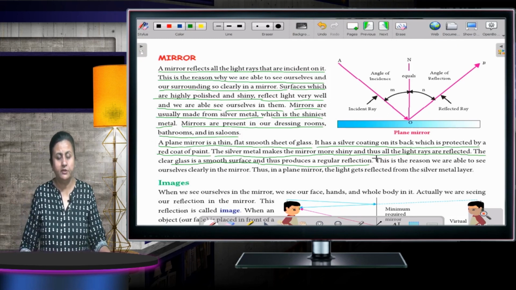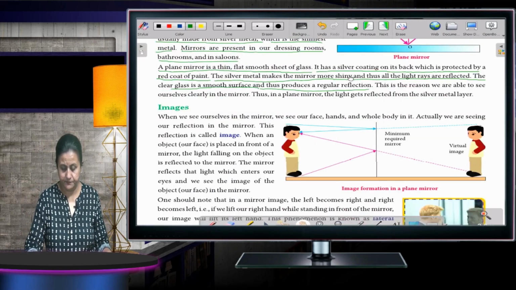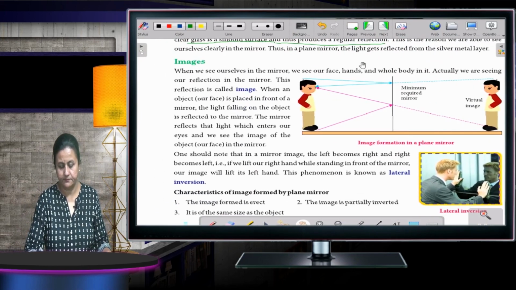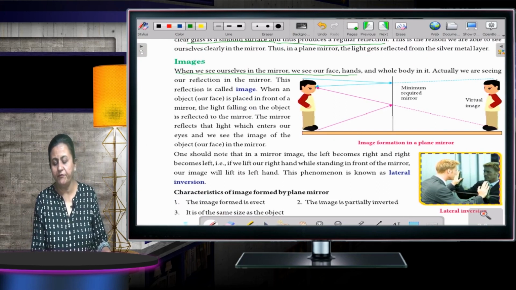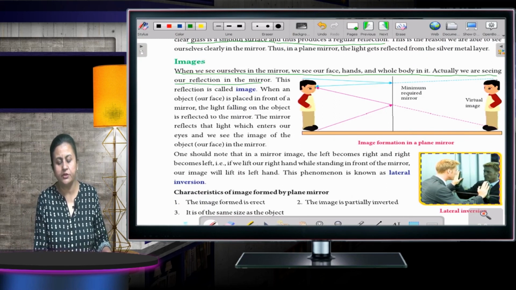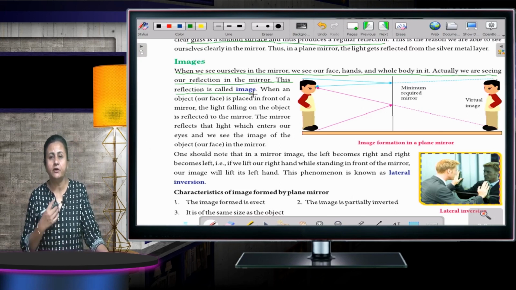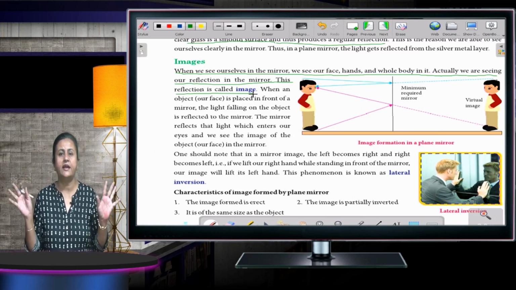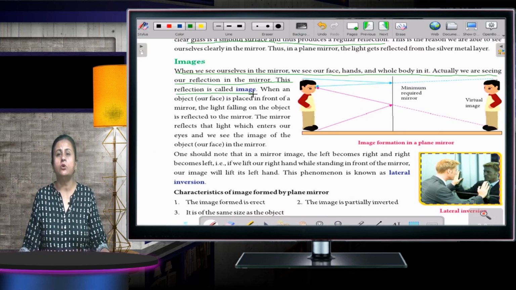So now we'll talk about images. When we see ourselves in the mirror, we see our face, hands and whole body in it. Actually, we are seeing a reflection in the mirror. This reflection is called image. When we stand in front of the mirror and see ourselves, we can see everything. We have eyes, nose, hand. We can see all the parts properly and clearly. So this is called image.